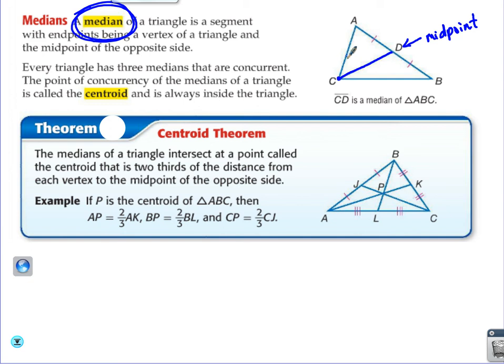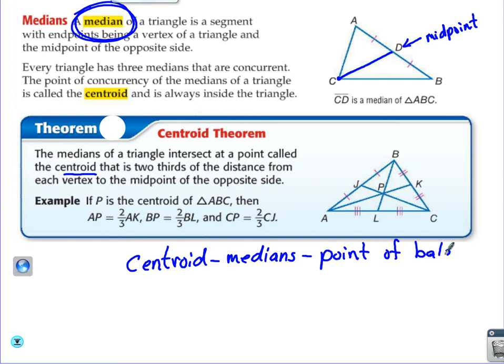Now, how do I find the middle? Well, if this is 10 inches, 5 inches to the middle. If this is 12 inches, 6 inches to the middle. If this is 8, 4 inches to the middle. So if you drew all three of those medians, they would intersect at the centroid. The centroid is the point of concurrency of the medians, and we will tell you what's special about it in just a second. A centroid, therefore, is the point of balance. It's the balance point of the triangle.